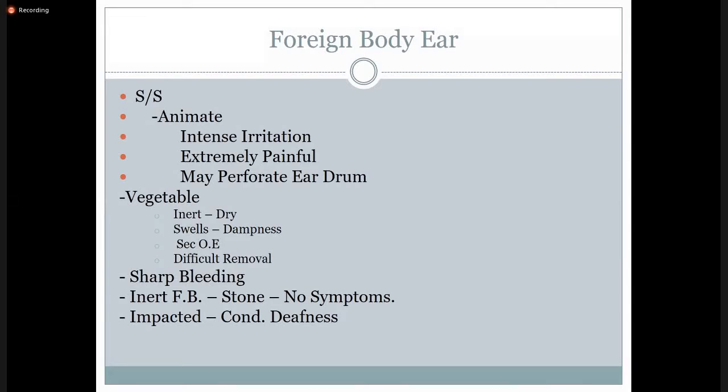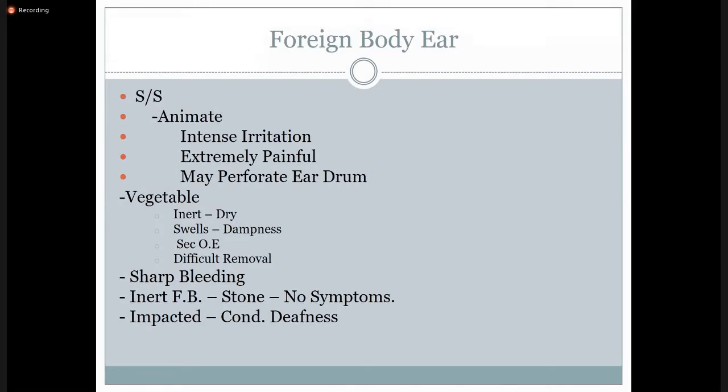Vegetable origin foreign bodies are usually inert, like any vegetable origin such as a pea. It is inert and dry, but it swells up and causes dampness, moisture inside the external auditory canal, and because of inflammation and the reaction of the body towards the foreign body, it can lead to secondary otitis externa. It is difficult to remove because it swells up and may lead to bleeding while removal. So there can be sharp bleeding.